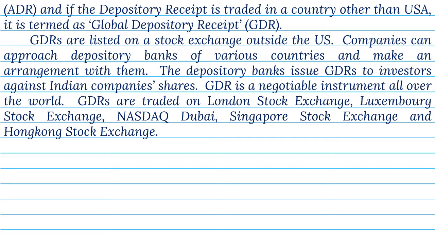Companies can approach depository banks of various countries and make an arrangement with them. The depository banks issue GDRs to investors against Indian companies' shares. GDR is a negotiable instrument all over the world. GDRs are traded on London Stock Exchange, Luxembourg Stock Exchange, Nasdaq Dubai, Singapore Stock Exchange, and Hong Kong Stock Exchange.